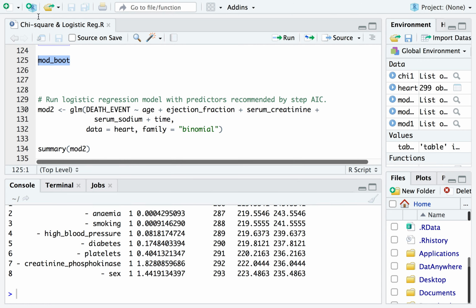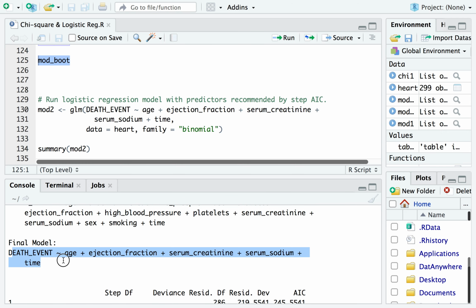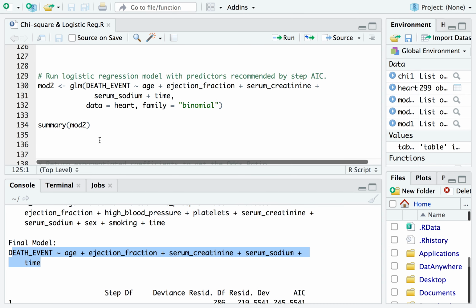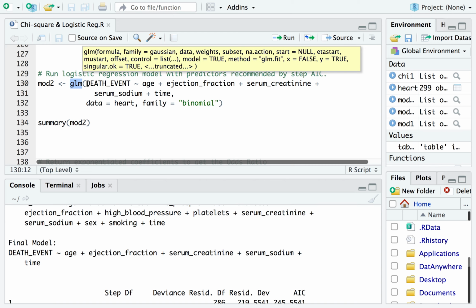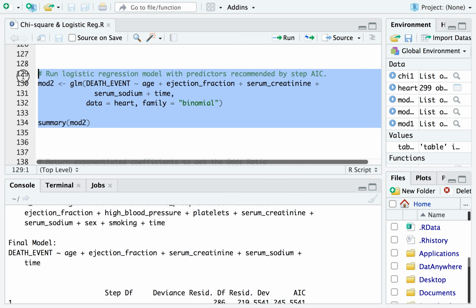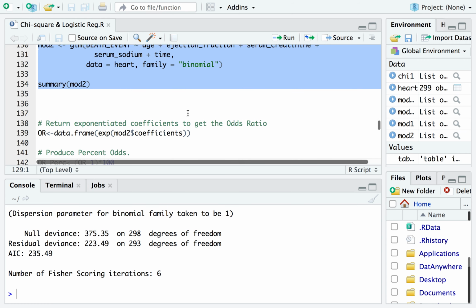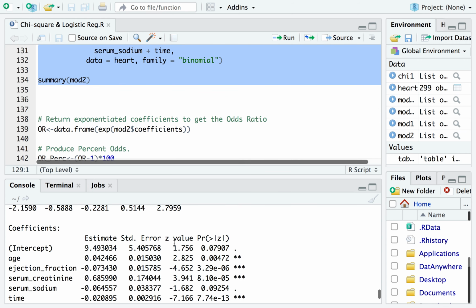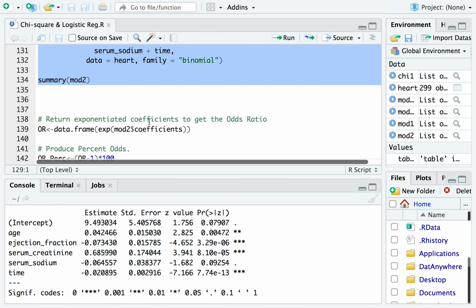Let's move on quickly to actually running the suggested model, which was right here. Here, mod 2, I'm naming the suggested model, and I'm including what was suggested from the bootstrap. So these are all the predictors I'm including. Let's quickly run it. Okay, finally, these are the results of the suggested model.